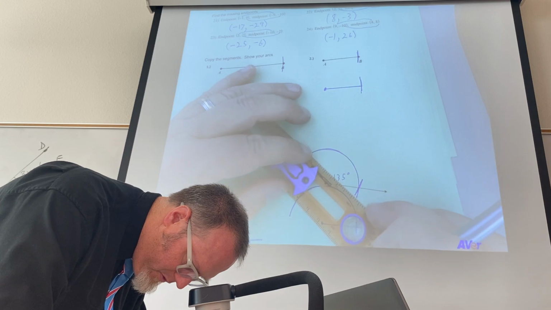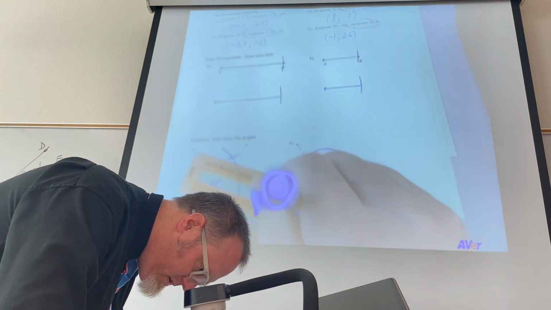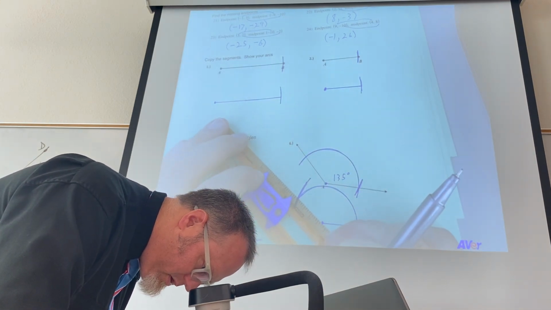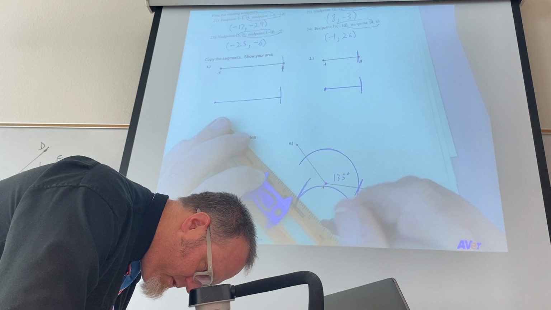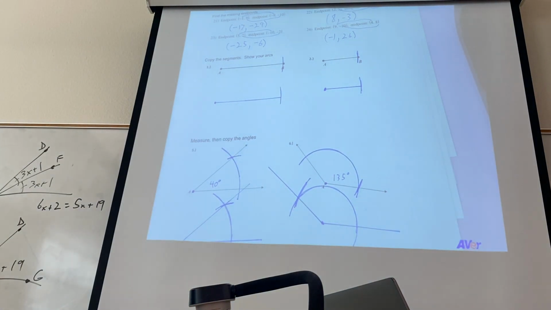I guess I'll have to flip this around for this one. Get on my one intersection, make my mark. There is my mark. Use my straight edge to copy that line, and I should have another 135-degree angle.